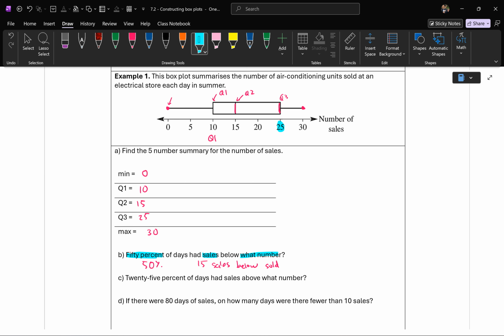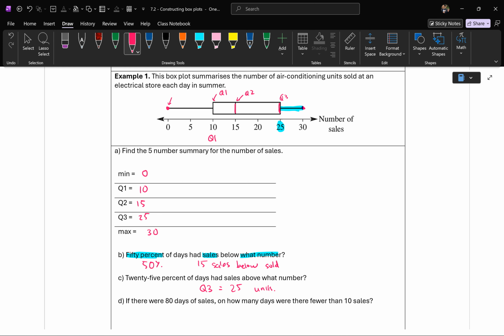25, very good. So we're saying 25 is above a certain number. We know from Q3 to the max, that's another 25%. That's why it is above Q3, which is above 25 units. Okay, so 25% of the days, there are 25 units being sold. That's what it's trying to say. Okay, so of all the days, 25% of them, they will sell 25 units.